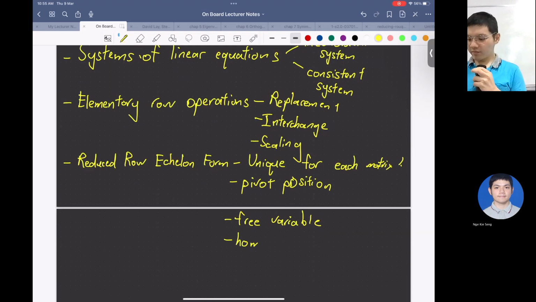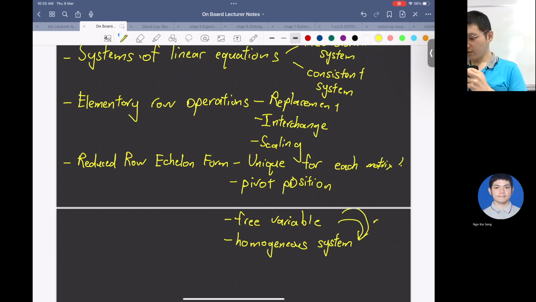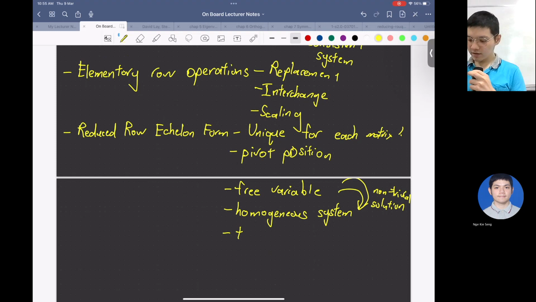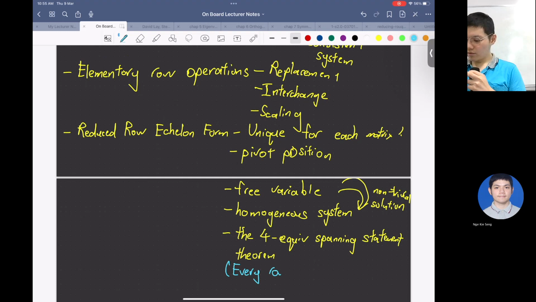You will also see free variables from the homogeneous system if you want to have a non-trivial solution. So this goes to the non-trivial solution of the homogeneous system. And then there's a theorem that comes out in the middle, the four equivalent statements about the spanning set. One of the gists of this theorem is every row has a pivot, then you span.